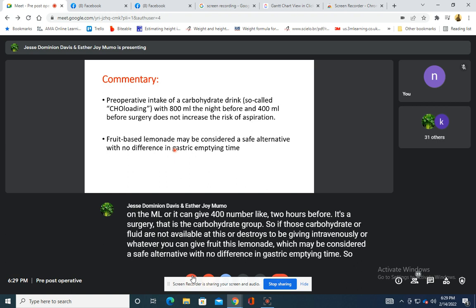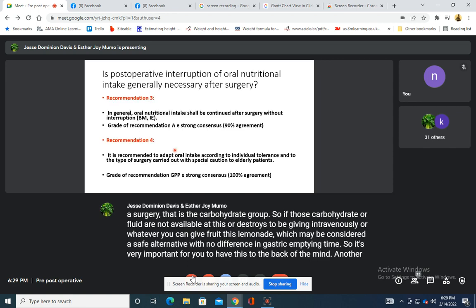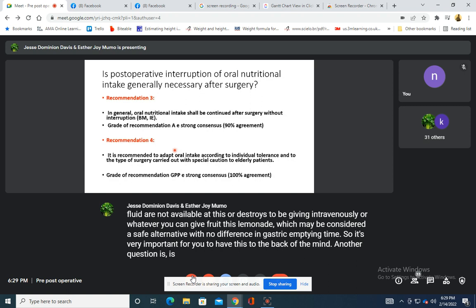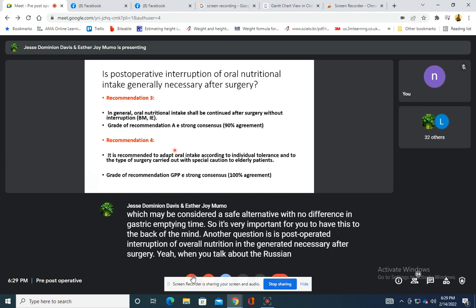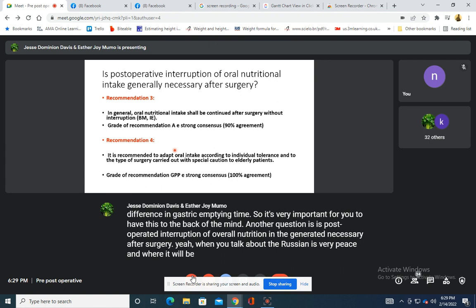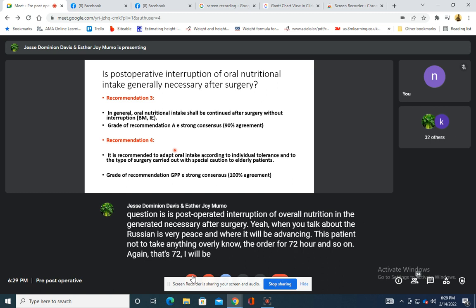So it's very important for you to have this at the back of your mind. Another question is: is post-operative interruption of oral nutrition intake generally necessary after surgery? When you talk about interruption, it's where they will be advising the patient not to take anything orally, nil by mouth for 72 hours and so on. Can that 72 hours be interrupted, maybe around 48 hours and so on?